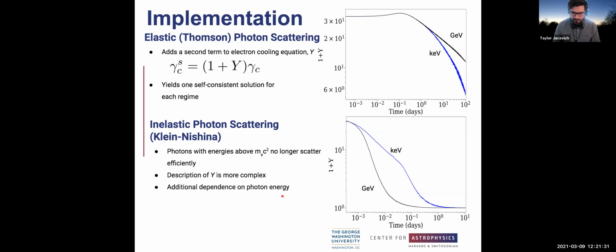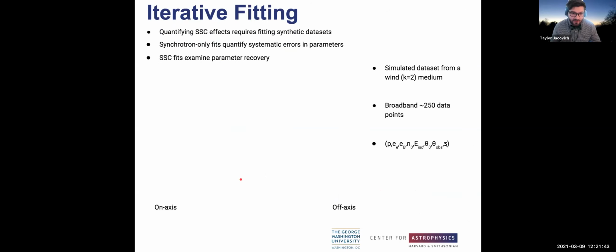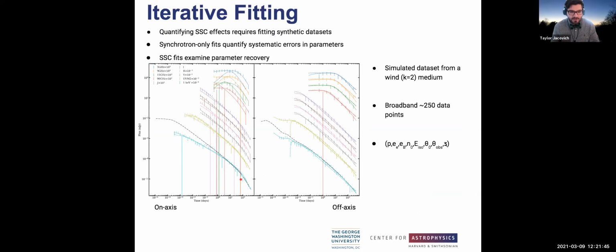And then just to hammer home, the key takeaway here is that SSC cooling can be quite important in the first day or so of the afterglow. And we can really see that when we move on to this slide, where we generated a bunch of synthetic light curves for a mock GRB observation, so an afterglow observation covering both an on-axis case and an off-axis case.